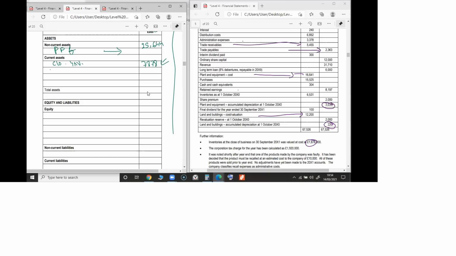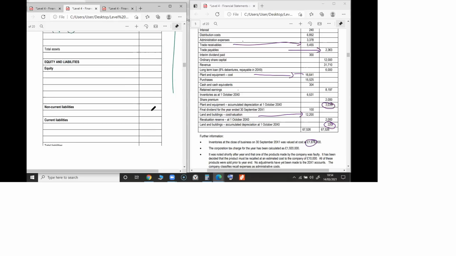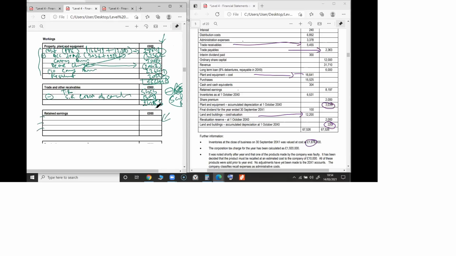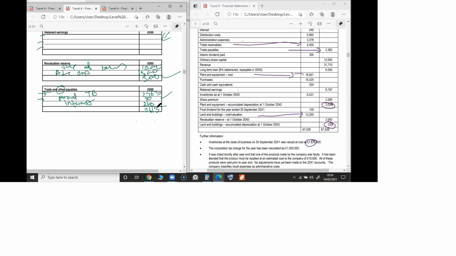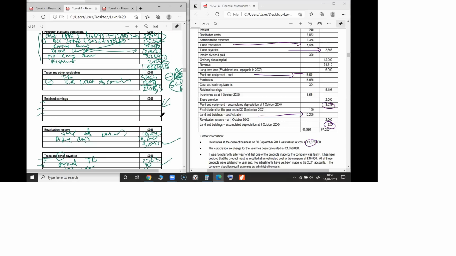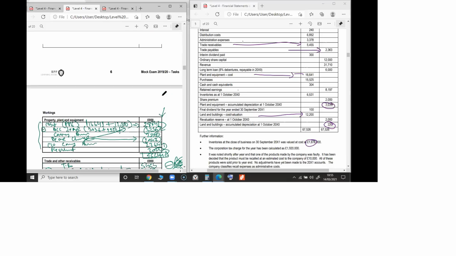7878. Then trade receivable, we have worked it out. What is the figure at the end of our trade receivables? Trade receivable is 2455. Yeah, this is a little messy though, but it is 2455. From 5455 we take 3,000. It's 2455. Let's write it down.